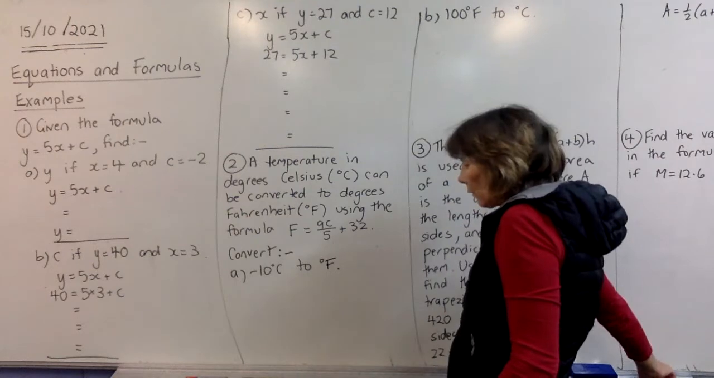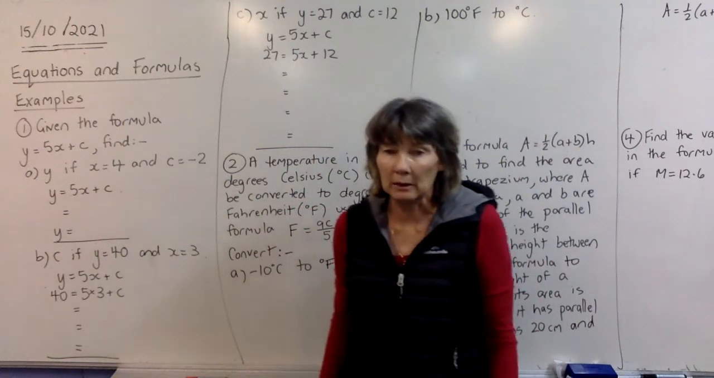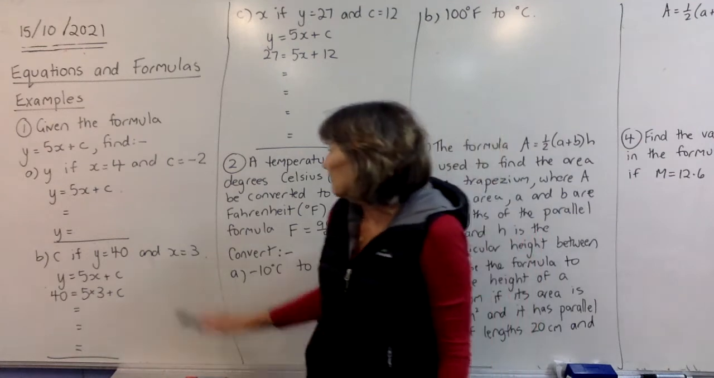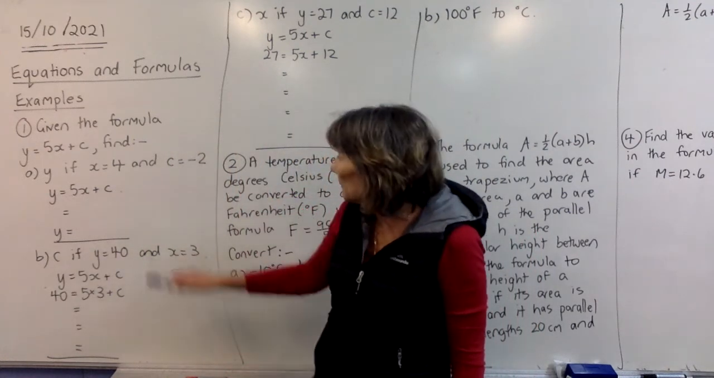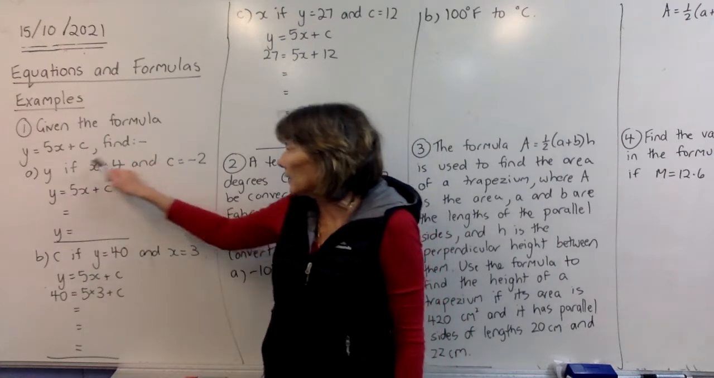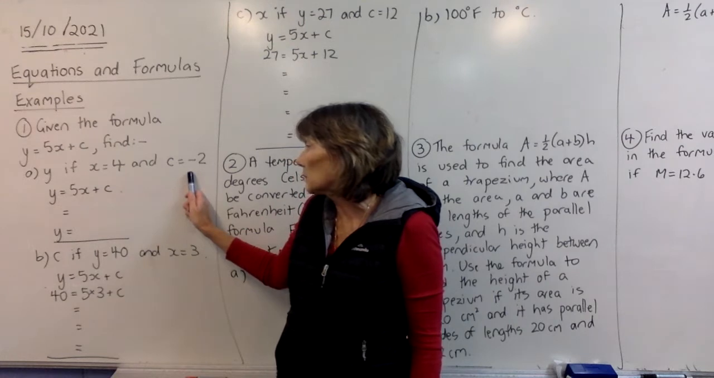Okay, so if we have a look at what we're doing here, in the first question we've been given a formula, y equals 5x plus c. They want you to do three different things here, so we're going to look at them one at a time. The first one says we're finding y, the value of y, if x equals 4 and c equals minus 2.